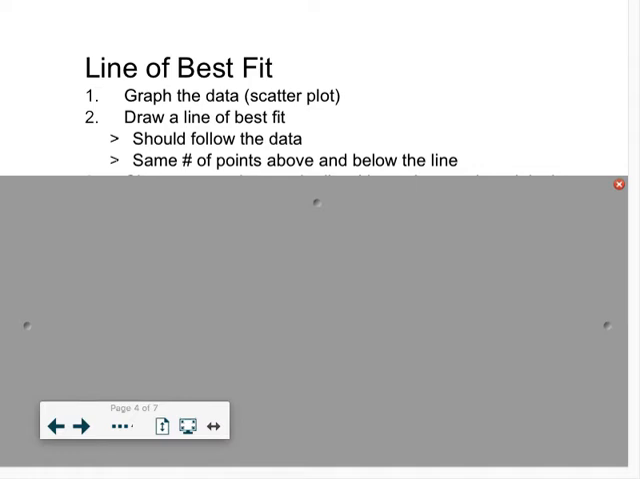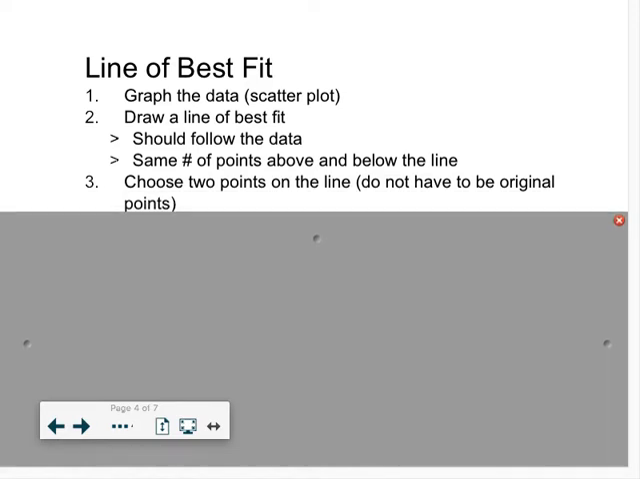So your data on your scatter plot, in order to do a line of best fit, it really should look like the data is kind of grouped together along some line. If your data was just everywhere and looked crazy and you couldn't even see a line, you probably wouldn't do a line of best fit because it doesn't really fit the data. And your line should be in the middle of your data, so you should have about as many points above the line as you have below the line. So you don't want to draw your line above all your points or below all your points. You want it in the middle of all your points.